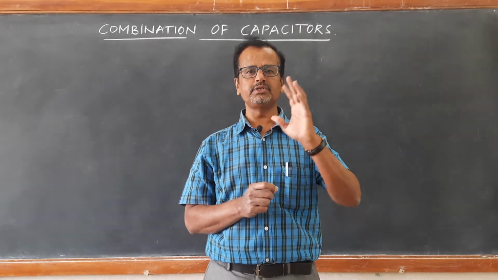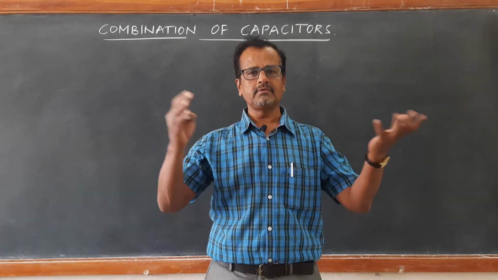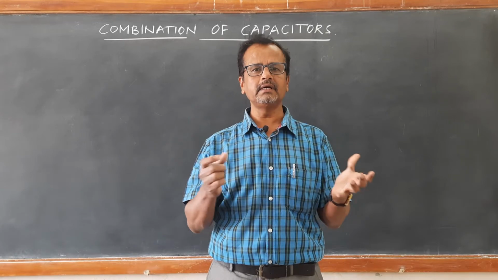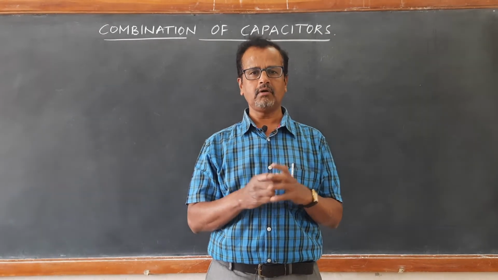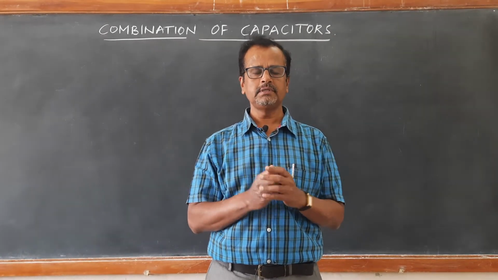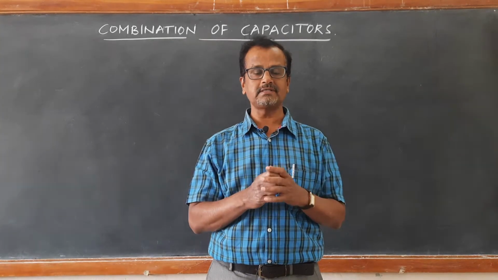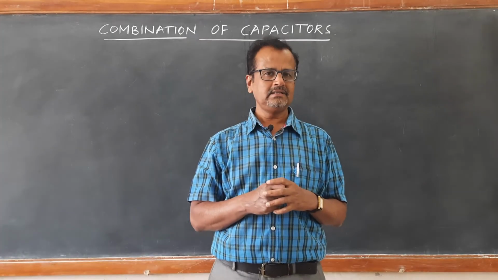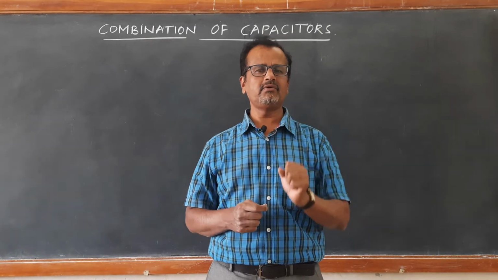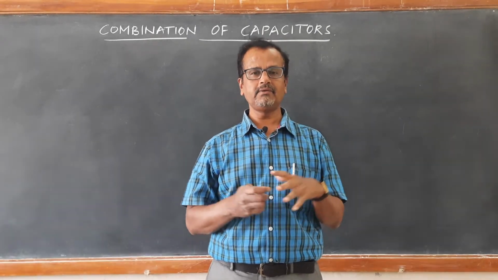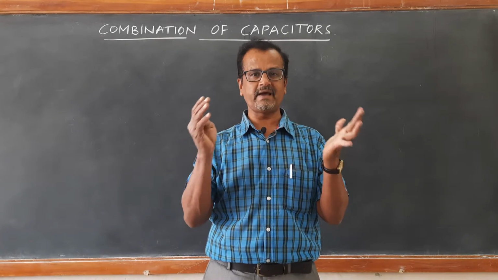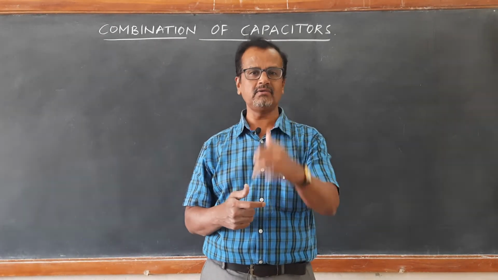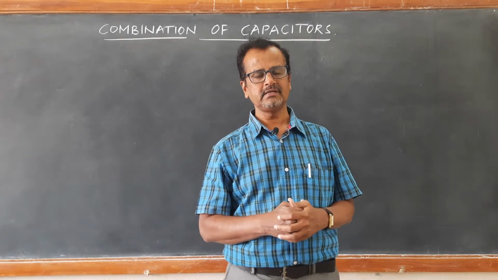So if C1, C2, C3, C4 capacitors are available in the circuit or in the laboratory, suppose there are capacitors like C1, C2, C3, C4 and so on, right? If we want some value of capacitance, then with proper combination of these capacitors, we will be able to get the required value of capacitance, right?